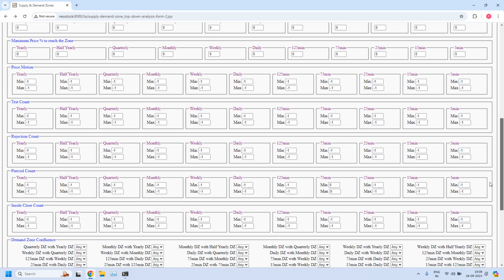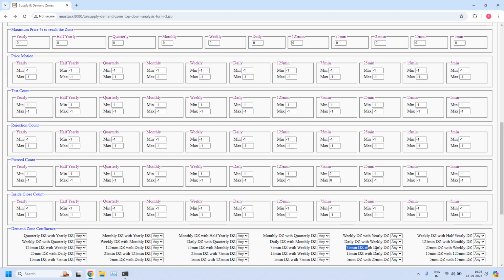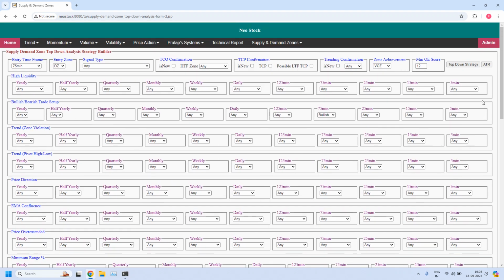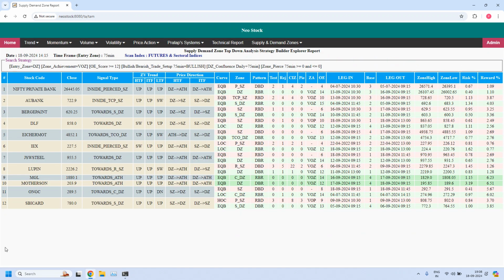So we have to enable that filter. 75 minutes demand zone with daily demand zone. That means 75 minute zone is part of daily. Let's verify. 12 stocks are filtered. All these 12 stocks are having ITF zone confluence.